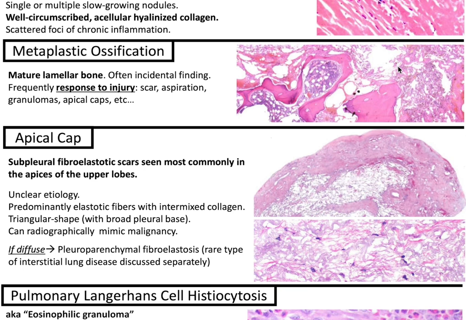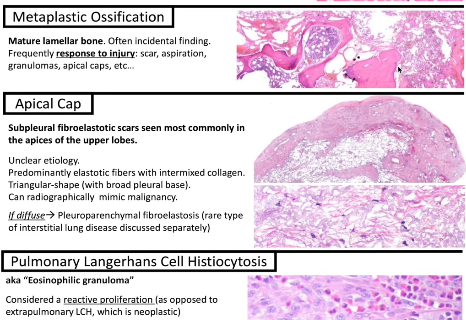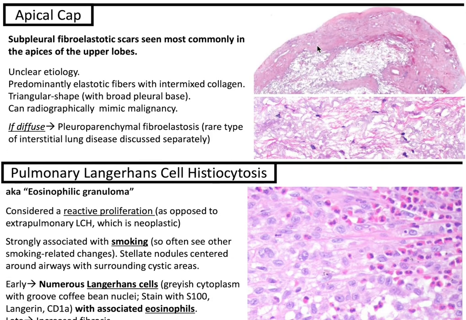Metaplastic ossification. This is mature lamellar bone, and it's often incidental finding. It's frequently in response to injury, such as scar, aspiration, granulomas, apical caps, etc. And here you can see mature lamellar bone and some actually hematopoiesis as well.